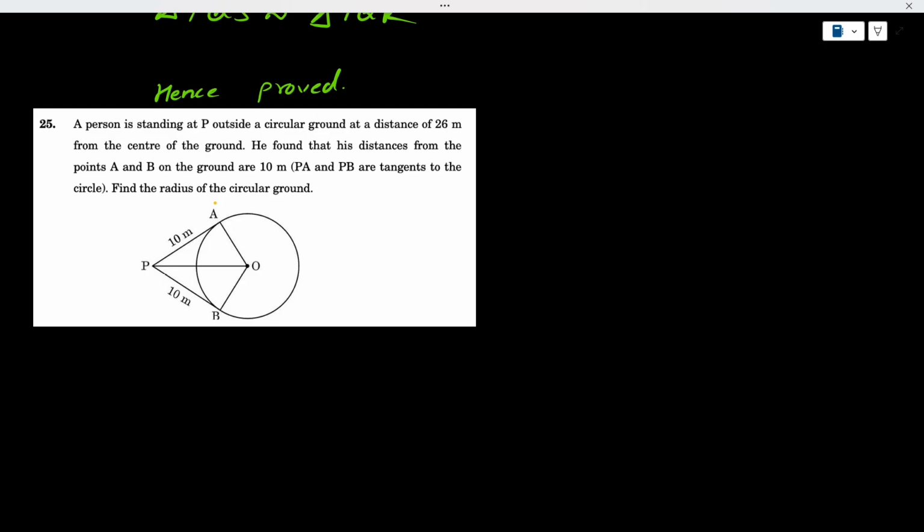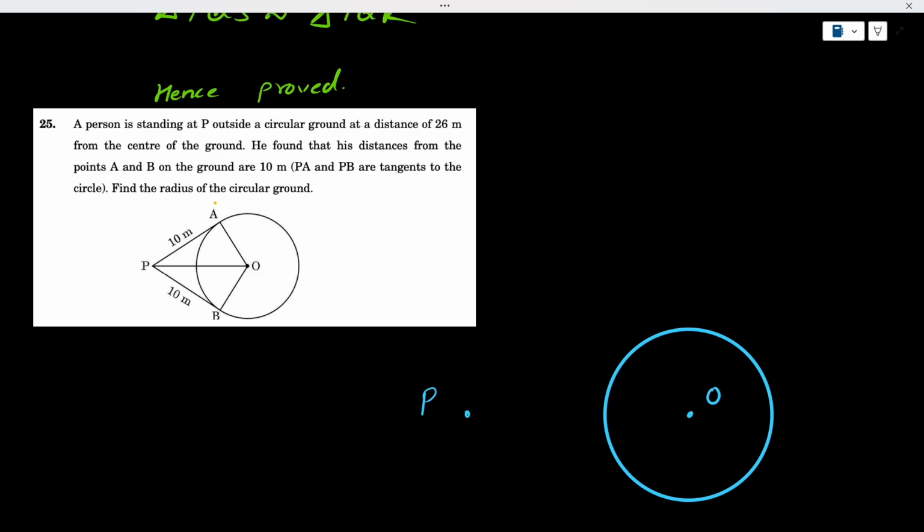So first, let us draw the rough figure so that we can refer to it here. What is given here? A person is standing at P. So take a circle here. This is a circular ground. Here, this is center O, and this is point P. Again, you have to redraw the rough figure in the answer sheet.